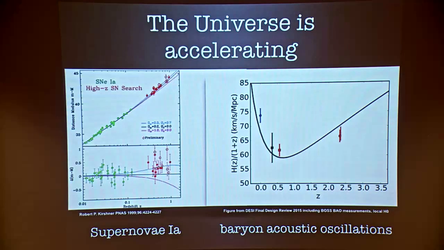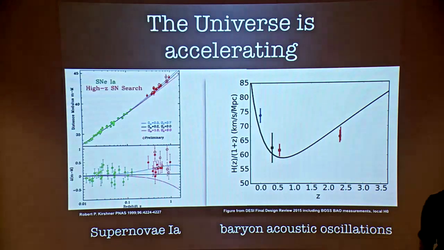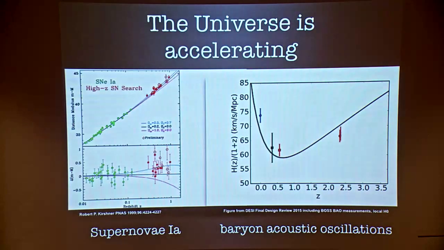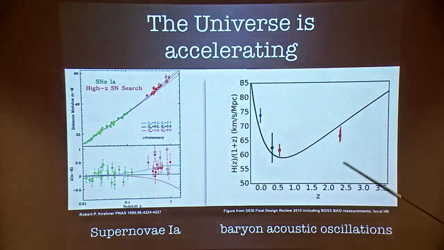This is a totally independent measurement called baryon acoustic oscillations. I'm not going to explain that term right now, but I'll explain it later. What I'm going to explain right now is that just like this is a standard candle, you can think of this as a standard ruler. So what does that mean?